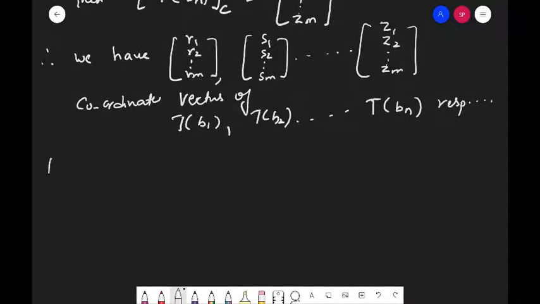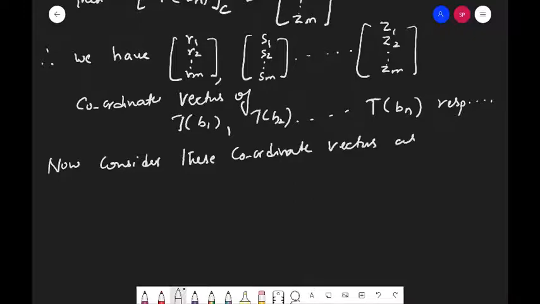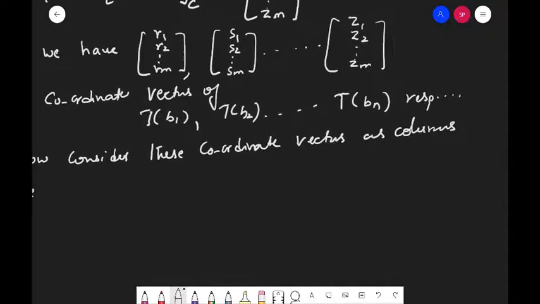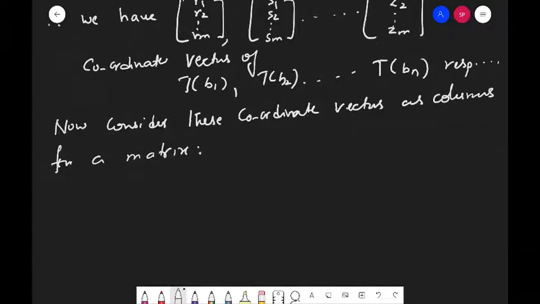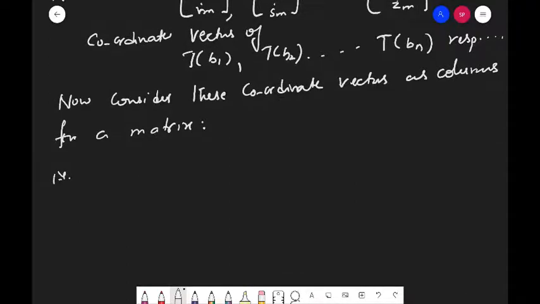Now consider these coordinate vectors as columns, that is, as columns for a matrix. That is, I will take a matrix A.